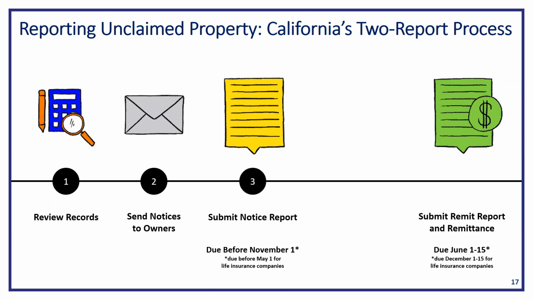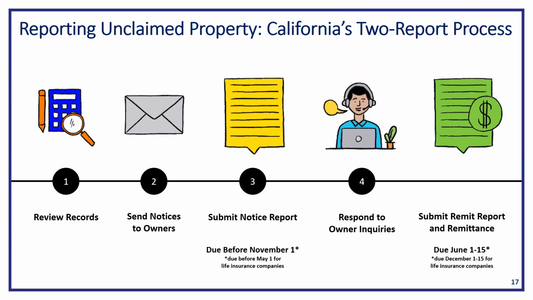After completing due diligence, businesses will then submit the notice report, documenting the properties that remain unclaimed. After the controller receives the notice report, we then will send letters of our own, referred to as pre-escheat notices, to property owners that are listed in the notice reports. And in these pre-escheat notices, we instruct the property owners to reach out to the holders to retrieve their property before it is remitted to the state.